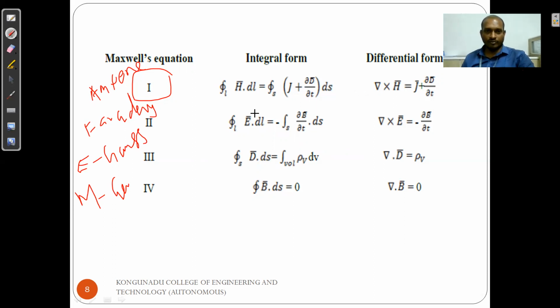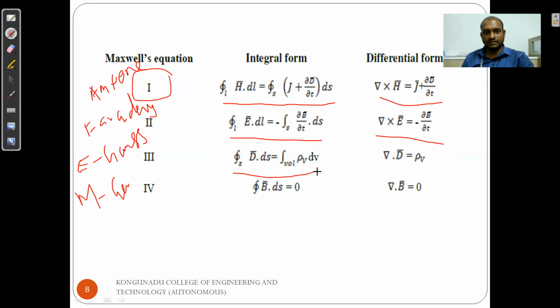The integral form of Maxwell equation 1: closed integral of H dot dl is equal to surface integral of (J plus dou D by dou t) dS. If you apply the Stokes theorem, we get the differential form: del cross H equals J plus dou D by dou t. Maxwell equation 2: integral E dot dl is equal to minus surface integral dou B by dou t dS. So del cross E is equal to minus dou B by dou t. This is the differential form.